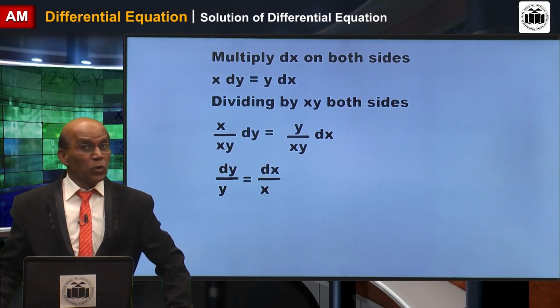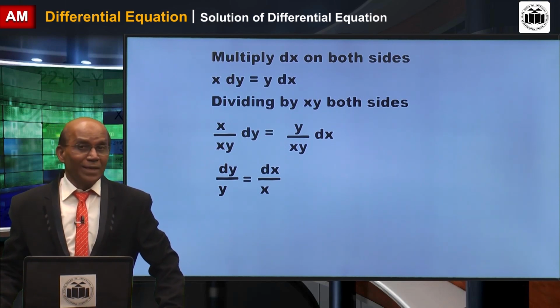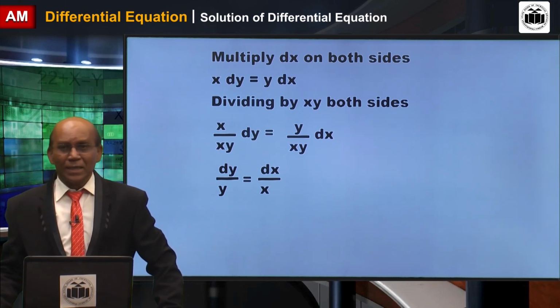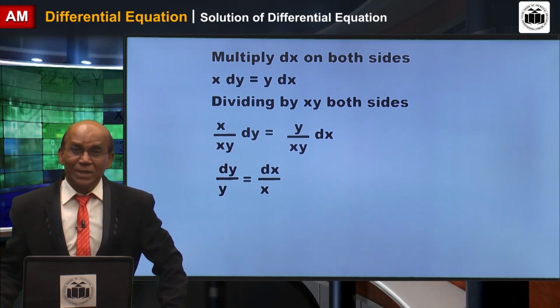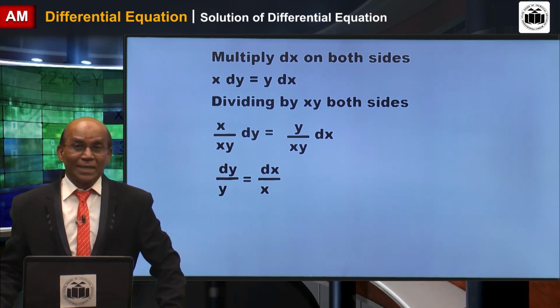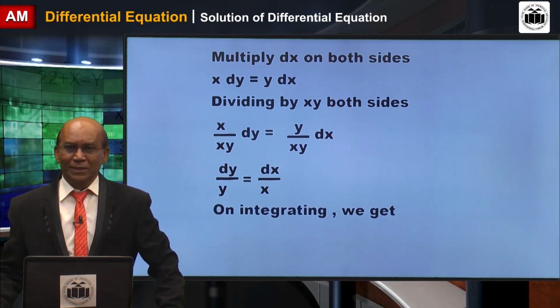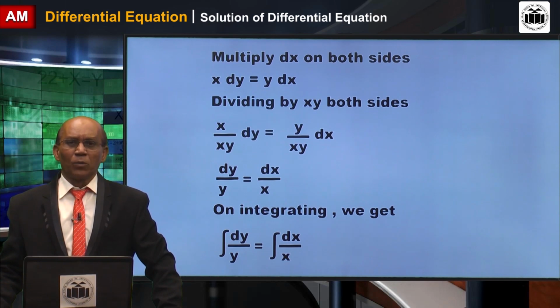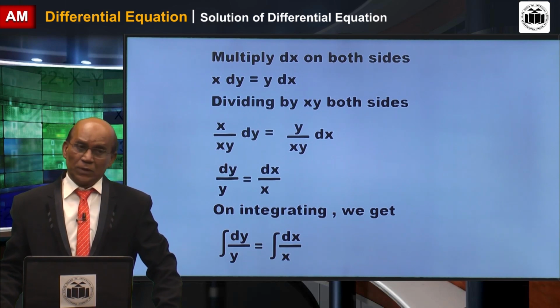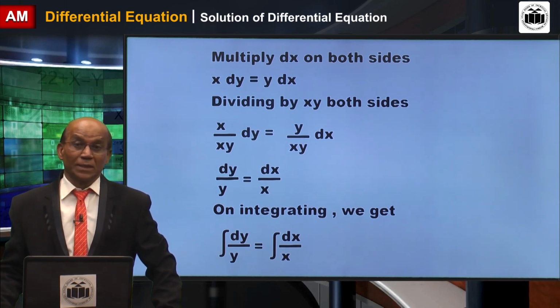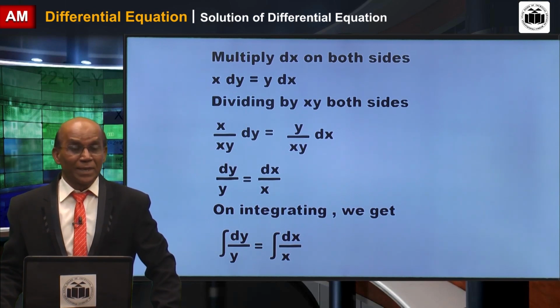Now here there is no x in dy upon y and no y in dx upon x, and hence we come to the conclusion that this is a variable separable equation. Now the next step, on integrating we get integral of dy upon y equals integral of dx upon x. Here students must know the formula for dx upon x, because it is one of the standard forms.